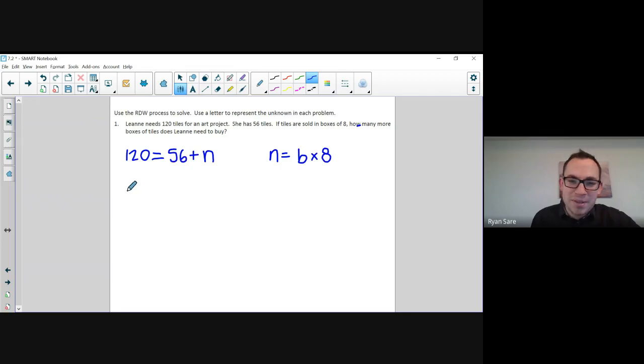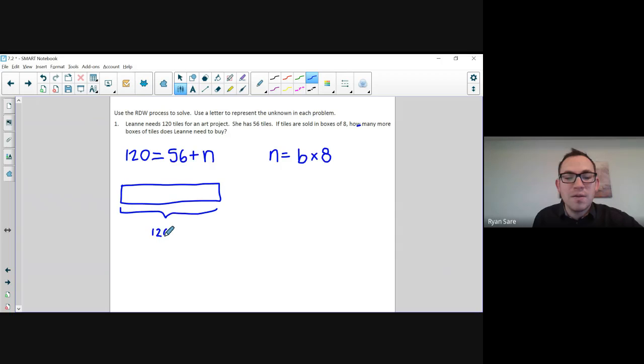I'm going to use tape diagrams to help me on this one. I love a good tape diagram. So for this first problem, we're going to draw out our piece of tape. The whole length of this tape is 120. And then part of this tape is 56, and the other part of this tape is N. And when we put them together, it gives us 120.